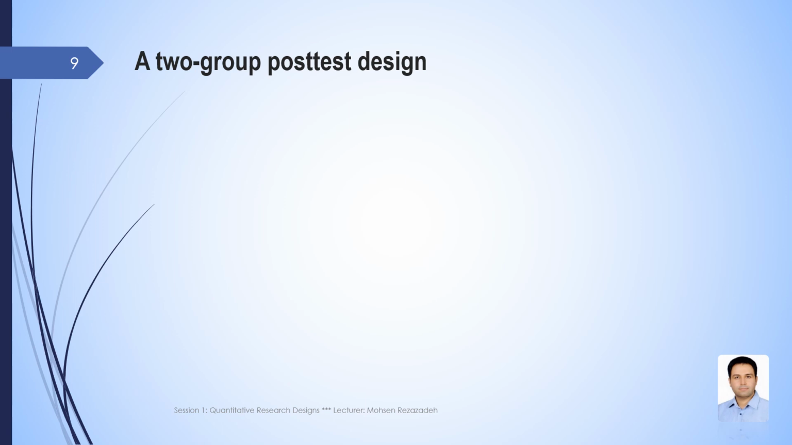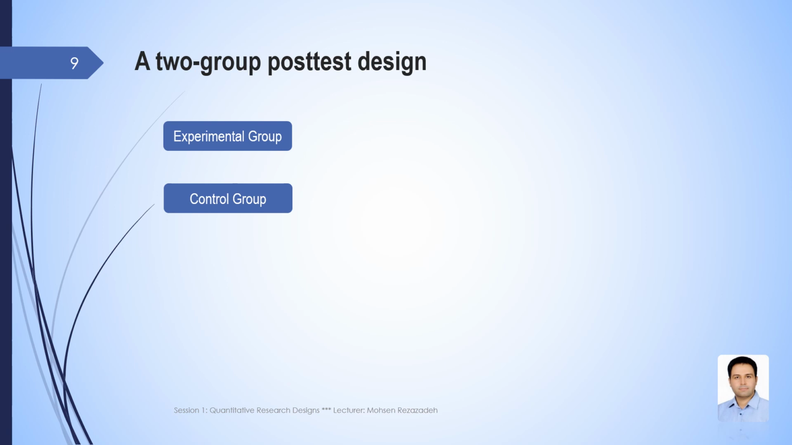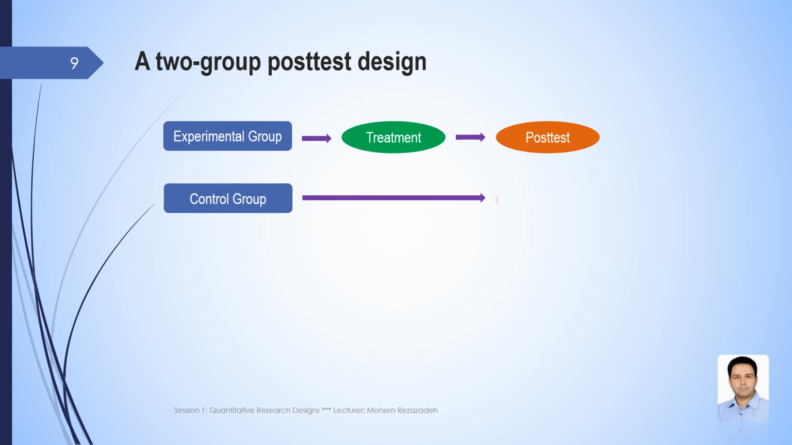First, a two-group post-test-only design. In this design, subjects are assigned randomly to the experimental group and the control group. First, in the experimental group, we have the treatment. That is, the students in this group receive the treatment, while in the control group, students receive nothing, or they only receive the ordinary usual instruction. And in the final stage, post-tests are administered both for the experimental group and the control group.